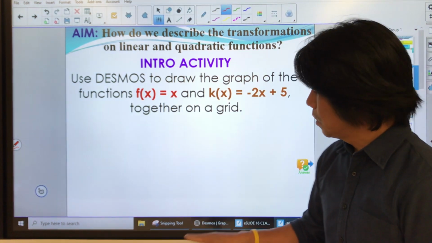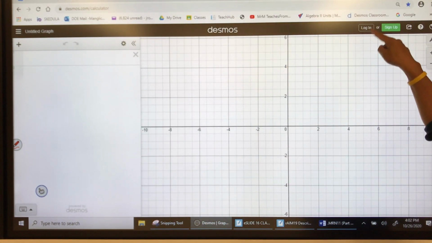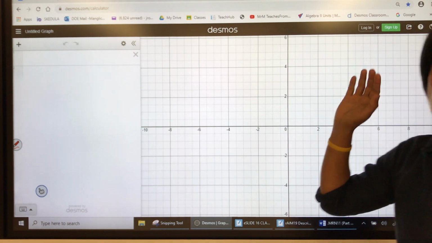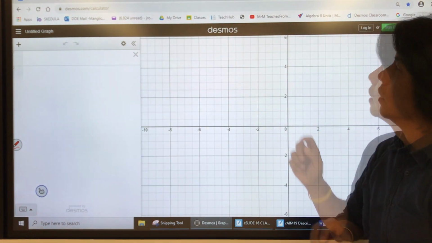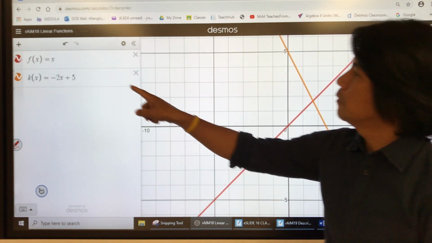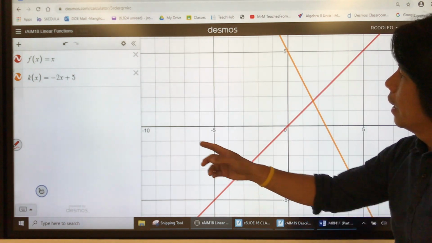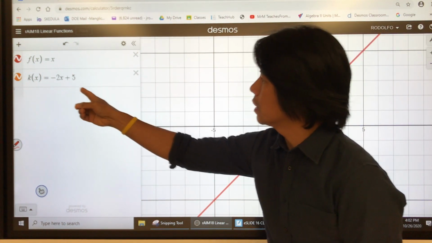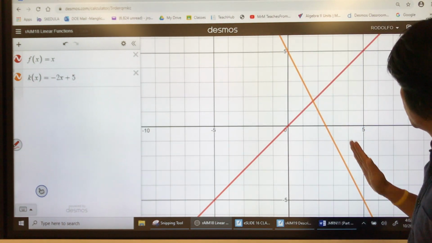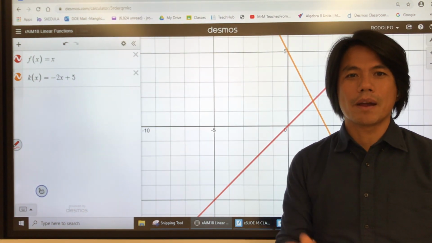Welcome back. So let's go and open DESMOS. Again, when you open DESMOS, be sure to log in or sign up so that you can save your work. So I already have graphed the functions. f of x is equal to x, which is the red one, and k of x is equal to negative 2x plus 5, which is the orange graph. Clear? I hope you got that right.